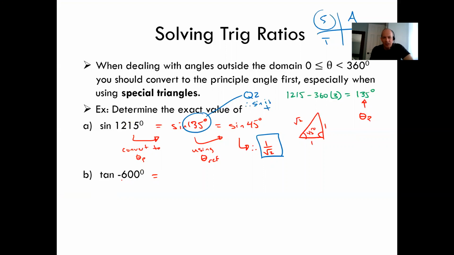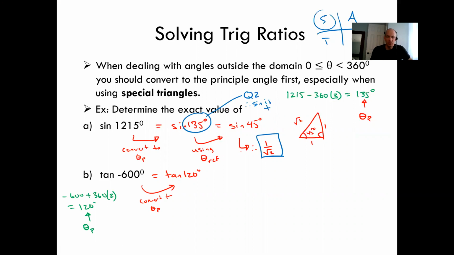Okay, for negative 600, so again, I'm going to do a little thought processing here. We've got negative 600, and I can tell I'm going to have to add 360 two times, because that's 720. And that's going to give me 120 degrees. So that's my principal angle. So what I would do is I would say this is exactly the same as tan of 120 degrees. Again, we're just converting to the principal angle.